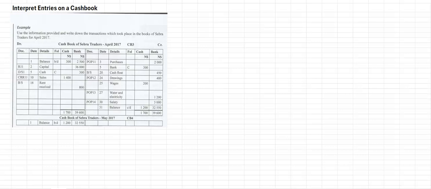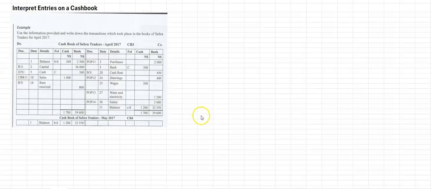Today we're going to learn about interpreting entries on a cash book. We use this when we already have a cash book that is created and you need to find out what the transactions are, so you can see if the calculations and everything are correct. We normally use this on a day-to-day basis for accounting when we take over someone else's books and we need to double check that what they have entered is correct.